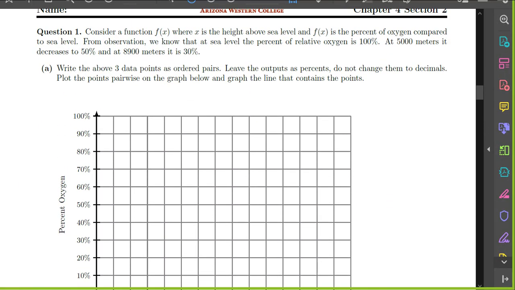Well, in Chapter 4, Section 2, we're going to start off with the following question. Consider the function f of x, where x is the height above sea level, and f of x is the percent oxygen compared to sea level. From observation, we know that at sea level, the percent of relative oxygen is 100%. At 5,000 meters, it decreases to 50%, and at 8,900 meters, it is 30%.